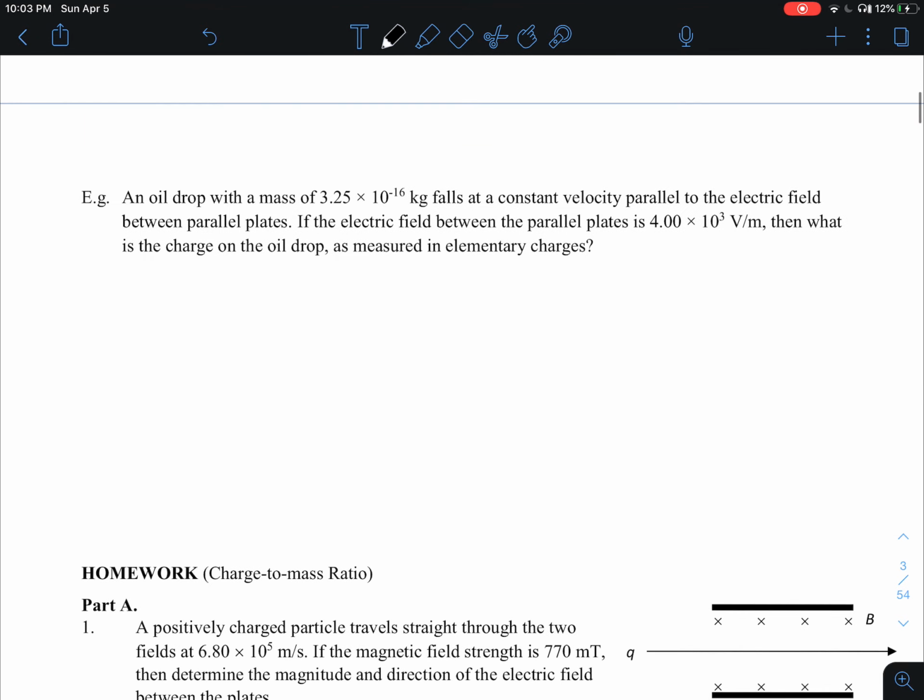So in this case here, an oil drop with a mass of 3.25 falls at a constant speed. If the electric field between the plate is 4 times 10 to the 3, what is the charge of the oil drop, and what is this measured in elementary charges? So in this case here, like mentioned before, we're going to have the force of gravity pulling it down, the electrostatic force pulling it up, and these are equal because it's falling at a constant rate, not accelerating.